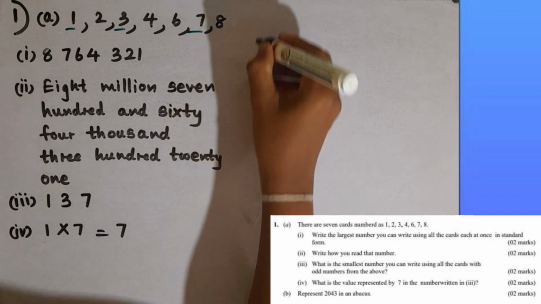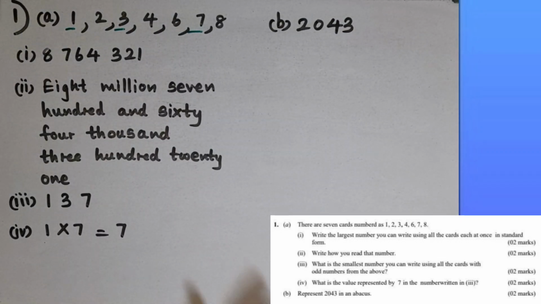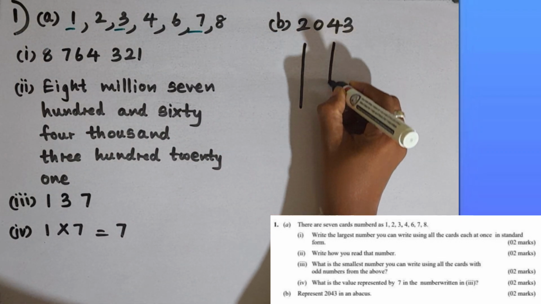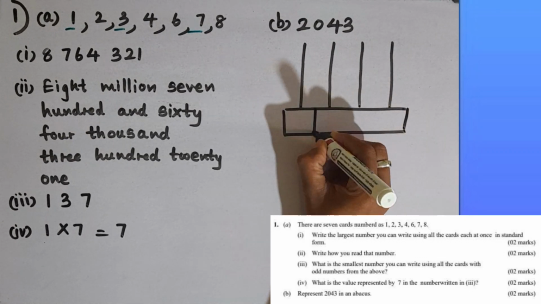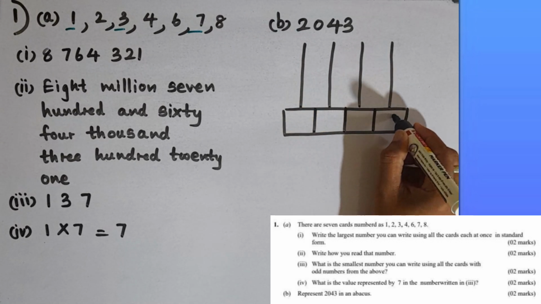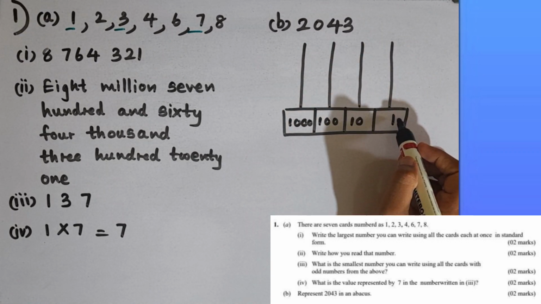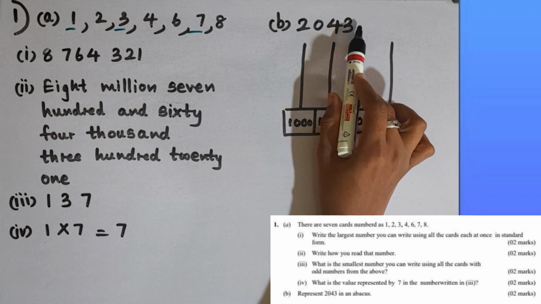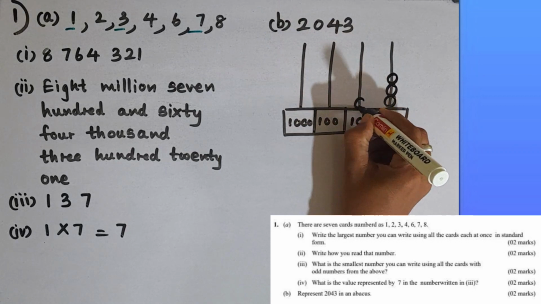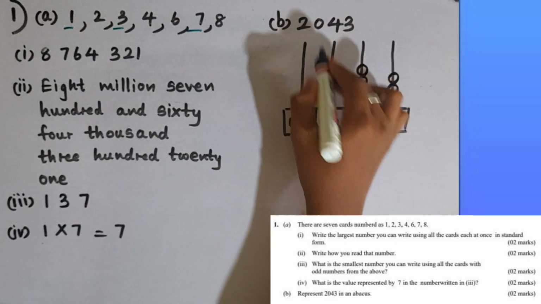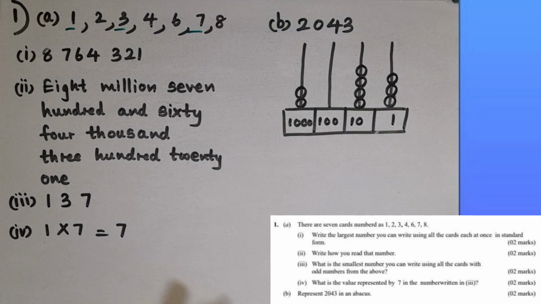2043 in an abacus. We want 4 rods here as the number is with 4 digits. Then you have to write the place values below each digit here. Here the place value is 1, here 10, then 100 and 1000. Then in the first rod with place value 1, the ones place rod, how many counters do you have to draw here? 3. 1, 2, 3. In the next rod we want 4 counters. Then next rod no counters, 0. Then last rod we want to draw two counters. This is the way we can represent 2043 in an abacus.